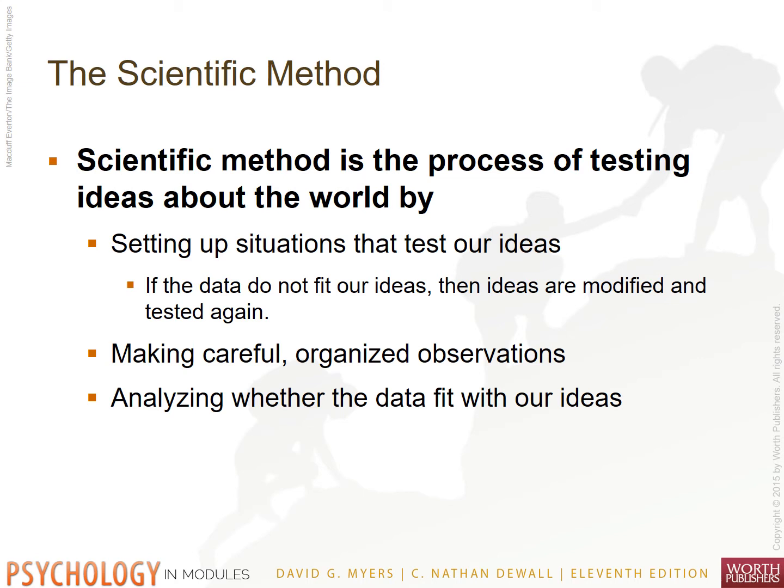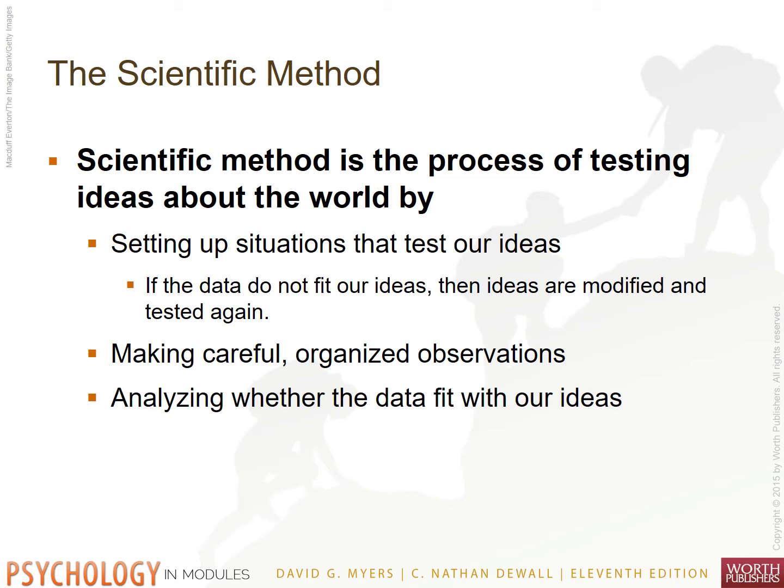So the scientific method is the process of testing ideas about the world. And we test ideas about the world by setting up situations that test our ideas. And if the data fit our ideas, we're happy with that, right? We support our ideas, and then we can build off of those ideas. And if our data do not fit our ideas, then we must modify our ideas and start the whole process over again. So it can be a fairly complicated series of steps, especially if we don't have data to support our ideas in general. We must rely on making careful, organized observations.